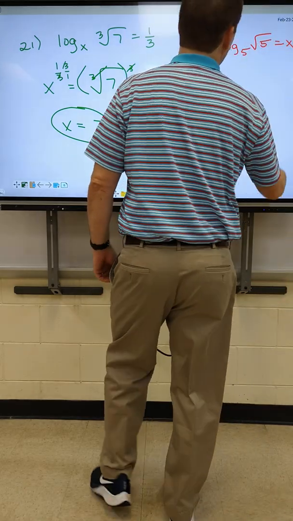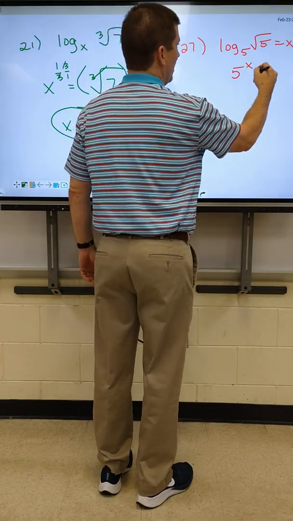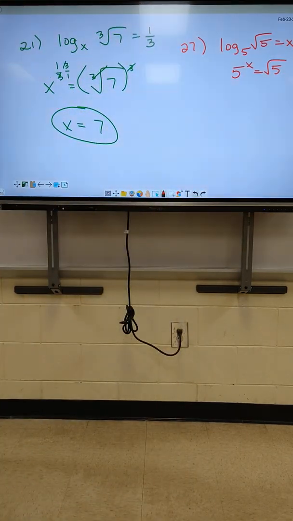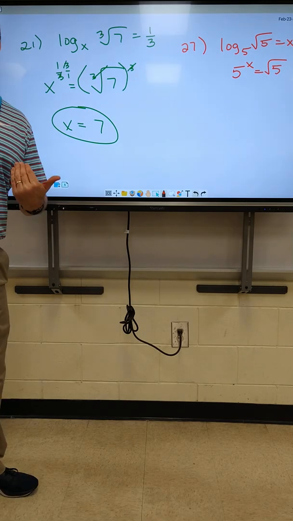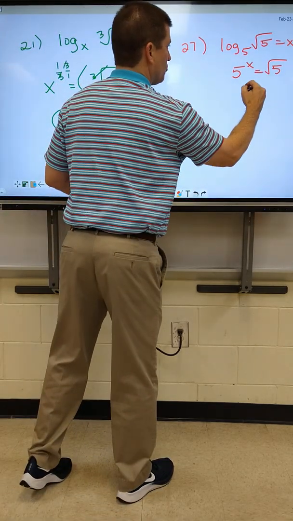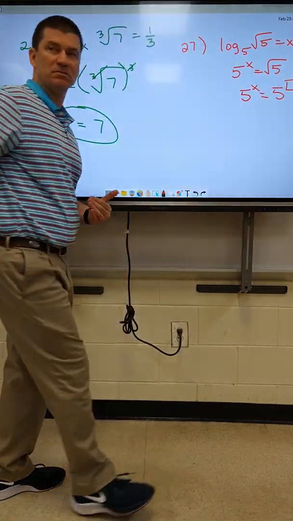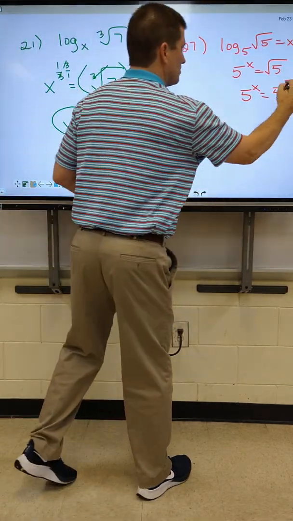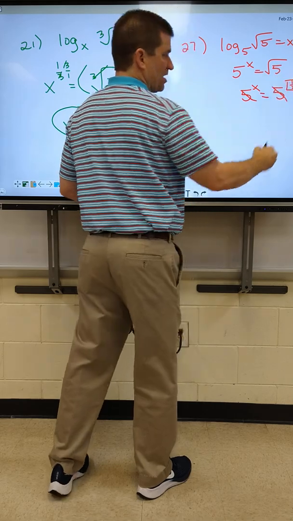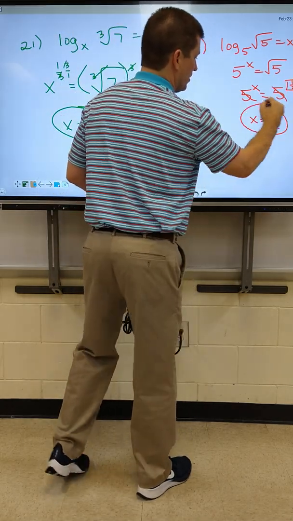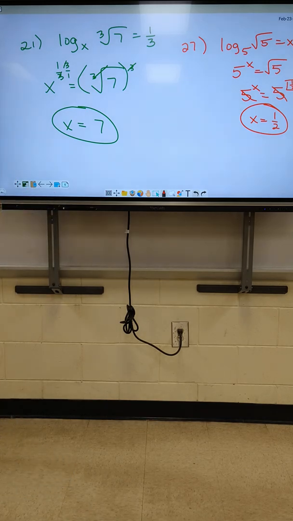All right, so how do we set it up? This one should be 5 to the x equals square root of 5. All right, this is one of the easy ones. All right, all we have to do on this problem is change square root of 5 to 5 to what power? 1/2. So what's my answer? 5's cancel out. So my answer is just 1/2. All right, that's the easy type.